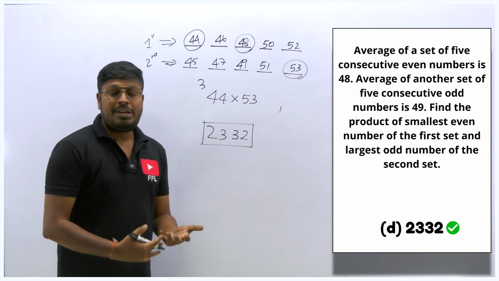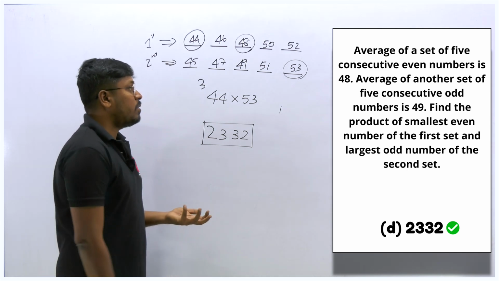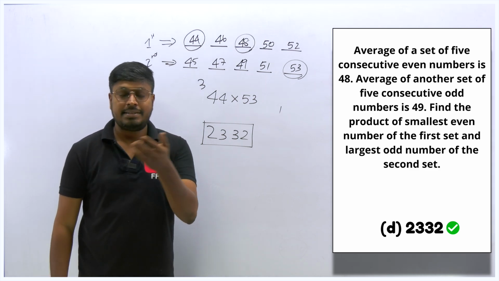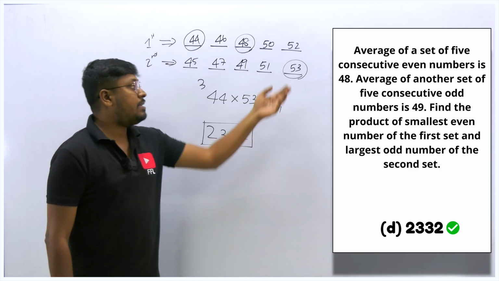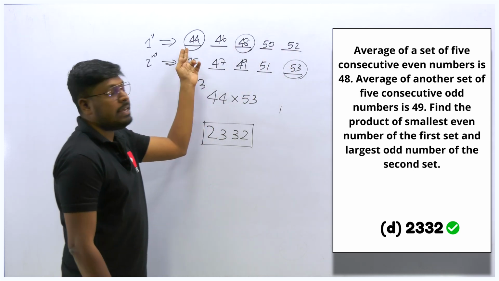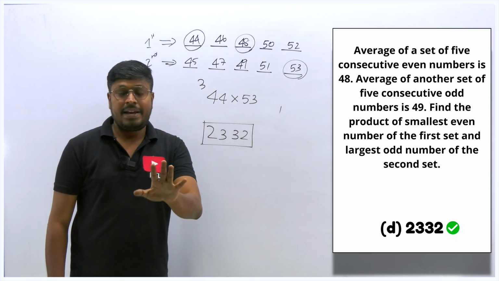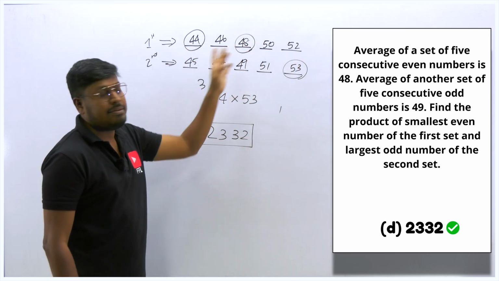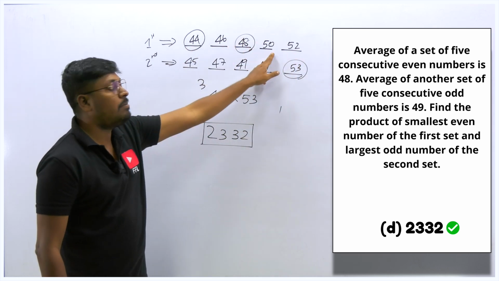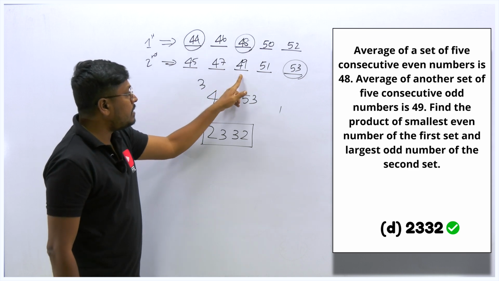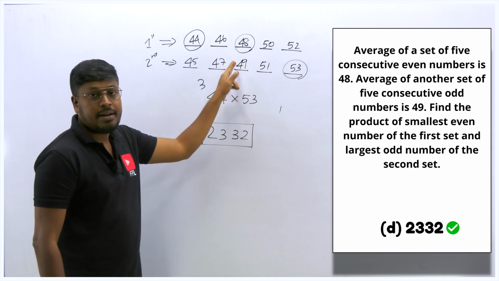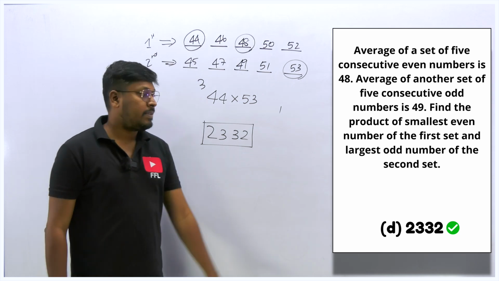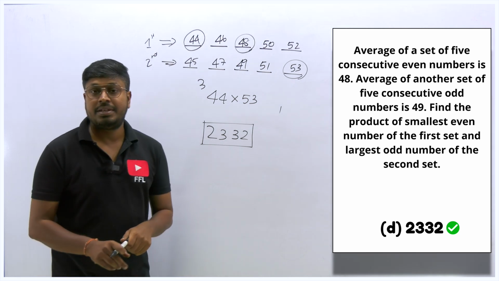Don't use any formulas to solve this question because it is simple. For consecutive numbers, it's just the next number, consecutive even or consecutive odd. These are the odd number sets and these are the even number sets. If they have given 5 numbers and the average, the center number will be the average, which is 48. Similarly, for 5 consecutive odd numbers with average 49, the middle number is 49. Then the left hand side and right hand side you can easily write. So finally, the answer for this question is 2332.